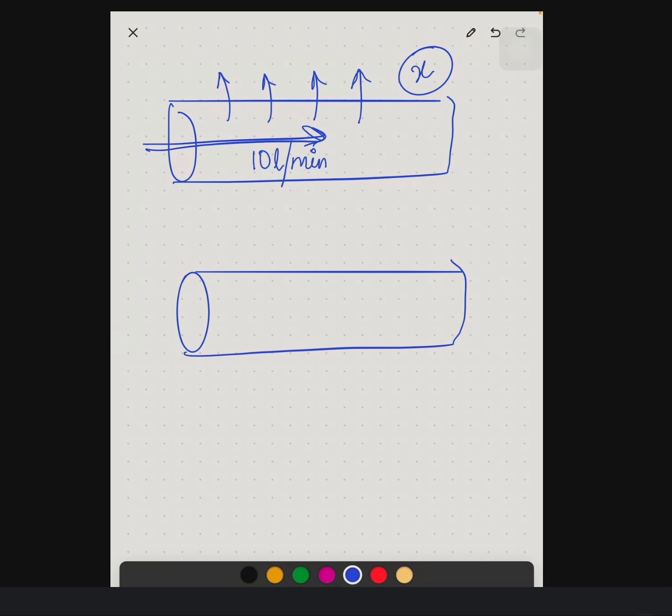We double the flow rate, and it is 20 liters per minute. So do you think it's going to affect the rate of absorption? Absorption will be less. Most of the compounds will just go and flush out.